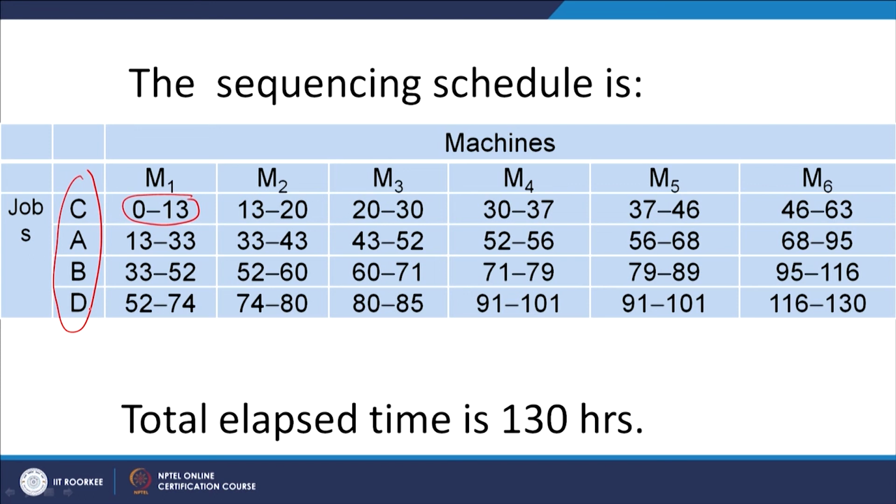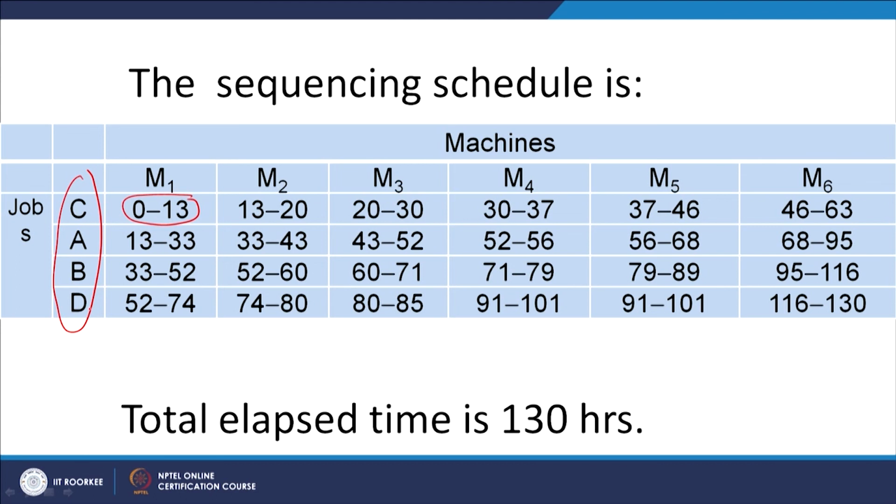On machine 1 time in is 0, time out is 13, on machine 2 time in is 13, time out is 20, on machine M3 time in is 20, time out is 30, and on M4, 30 is the time in, time out is 37, and like this for M5, M6 also the time in and time out depend upon the data that has been given.